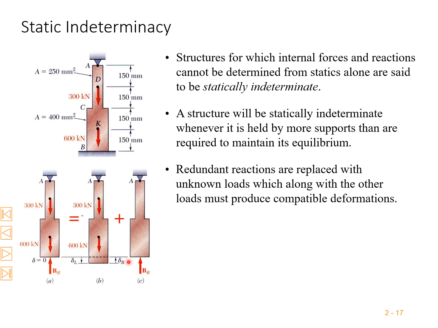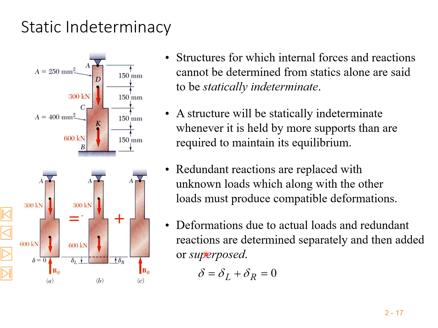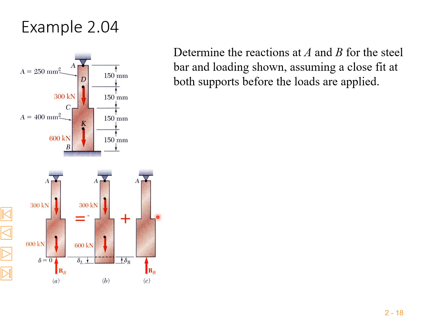If the reaction RB produces delta R, and this loading produces delta L, these two must be equal. Deformations due to actual loads: these are actual loads, and because of these actual loads, what is the deformation? And because of the redundant force, what is the deformation? These two are determined separately, and then if you add or superpose them, that becomes 0. So we will analyze this as two separate structures.